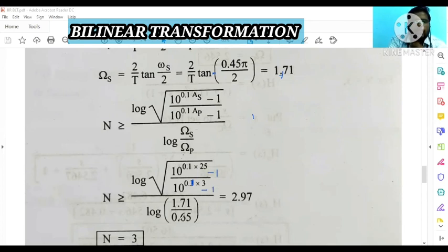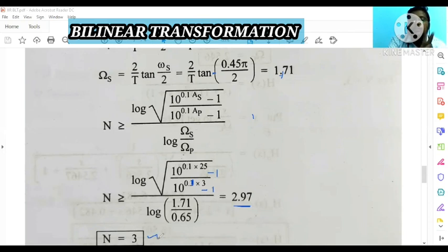So logarithm of omega s by omega p, you just want to do this correction. Right, so you can get 2.97. So it means n is greater than or equal to 2.97. The second step will be to round off to the next higher integer. So 2.97 means I will take down n equal to 3.